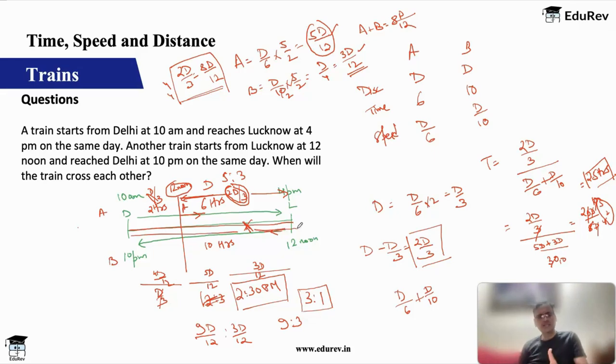Now you won't know the exact value because the distance is not known to you, but the whole distance will get divided in the ratio of 3 is to 1. Okay, A will cover 3/4 of the distance, B will cover 1/4 of distance. Out of that 3/4 that A will cover, 1/3 it has already covered before even train B started. Okay, so it's a very nice question which explains the concept in a simple manner.